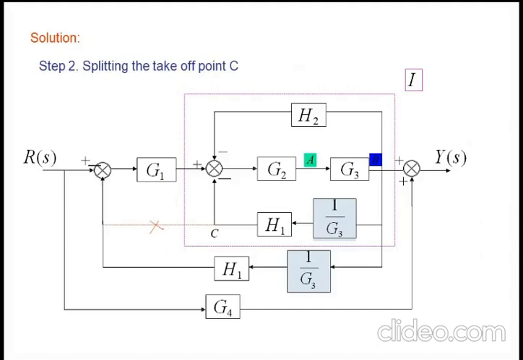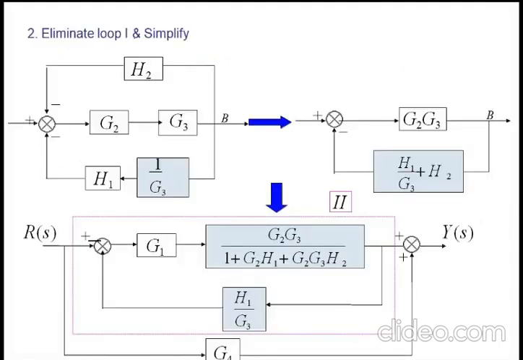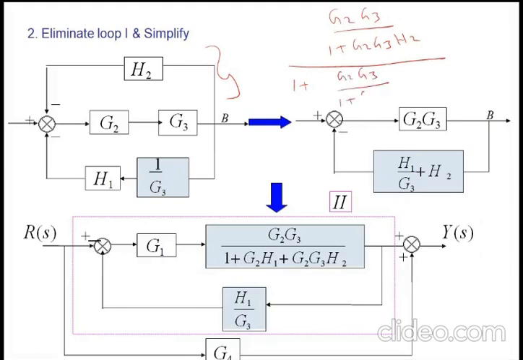Now observe this block. This block is in feedback with H2 and also this particular one. If you observe this clearly, I am writing here, taking that block separately and simplifying it. Simplifying, you will get the resultant of these two as G2 G3 divided by 1 plus G2 G3 H2, divided by once again this is in feedback with the resultant, divided by 1 plus G2 G3 divided by 1 plus G2 G3 H2 into already what is there, H1 divided by G3.